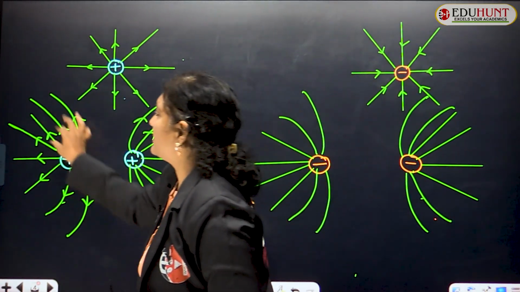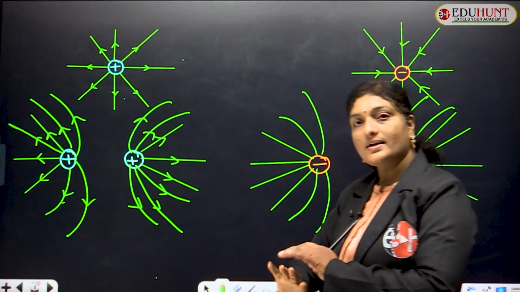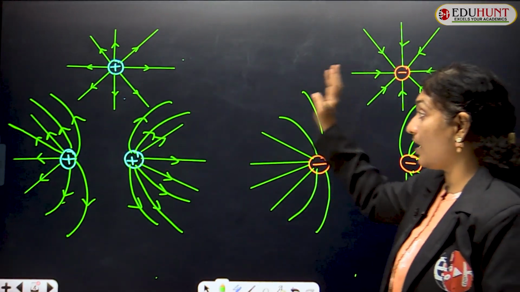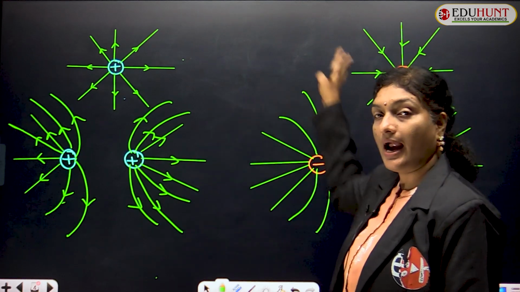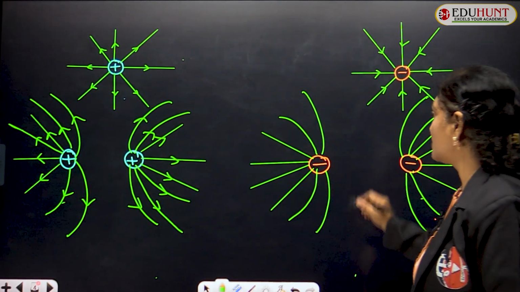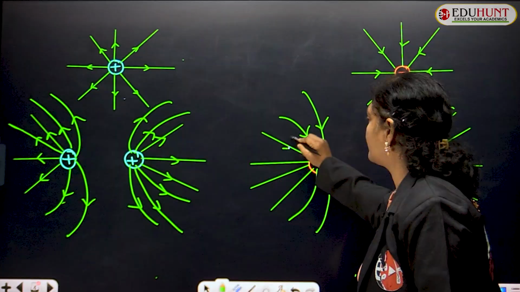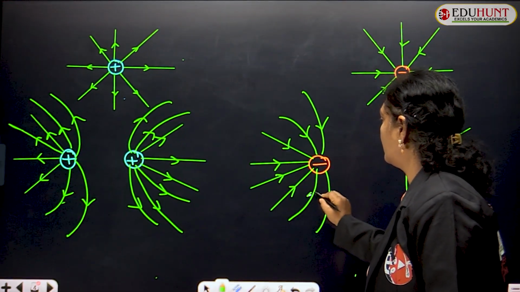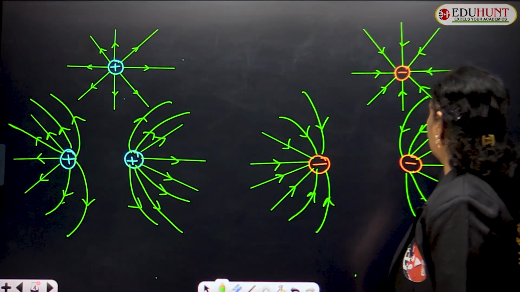Here the electric lines of force are moving outwards from the positive side. They originate from the positive charge and end at the negative charge. So, they move inwards into the negative charge, something like this. Only the direction matters.